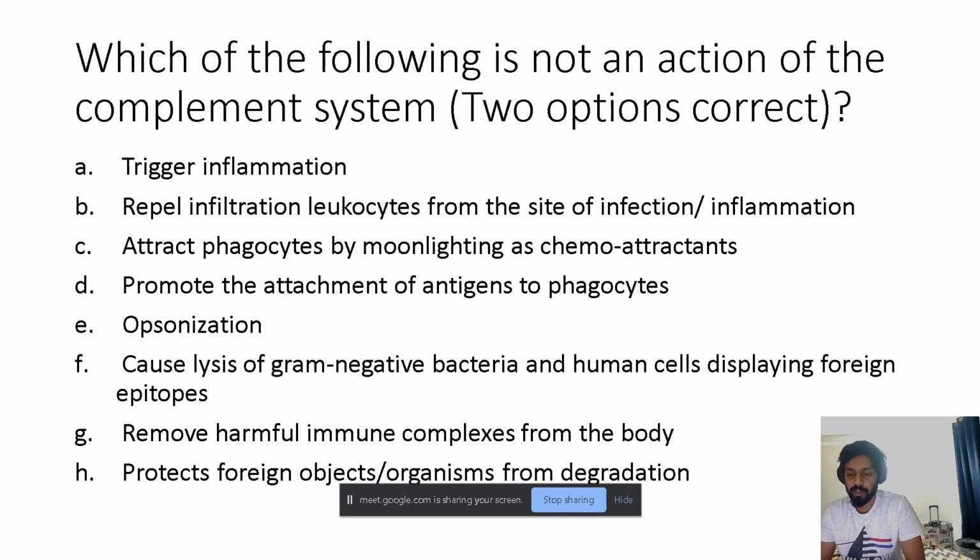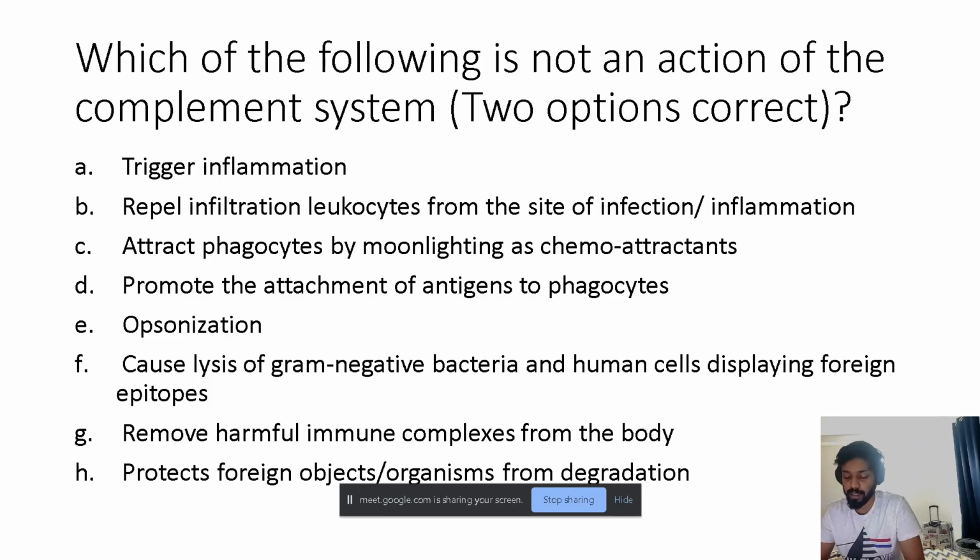Okay. So, which of the following is not an action of the complement system? Does the complement system not trigger inflammation? Option B and H. Okay, B and H. So you're saying the complement system does not repel infiltration of leukocytes from the site of infection or inflammation, and it does not protect foreign bodies or organisms from degradation.